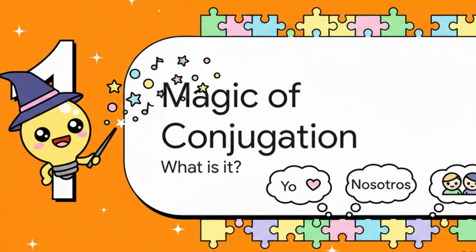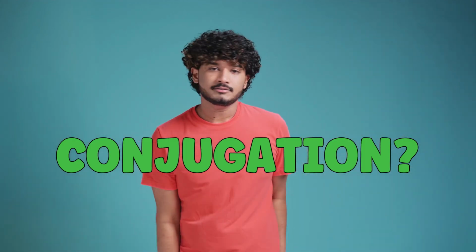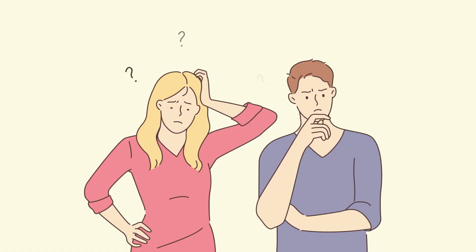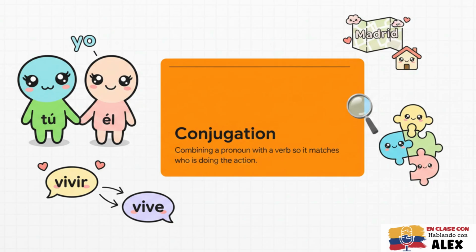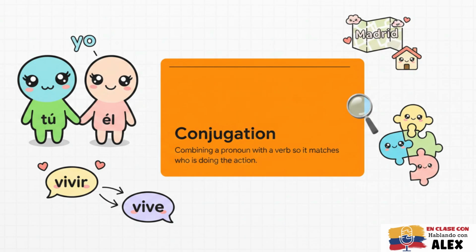La magia de conjugar. So what exactly is it? Well, to understand the magic, we really need to look at the problem we're trying to solve. In Spanish, how do we know who is actually doing an action? Conjugation is the ultimate simple solution to that. It's basically the process of combining a pronoun, the subject, with a verb, so it perfectly matches who's doing the action. Think of it like a giant matching game. For example, take the word vivir, which means to live. If we want to say she lives in Madrid, we don't just say ella vivir. No way. The verb transforms into ella vive in Madrid. That single little change instantly tells us exactly who is acting.